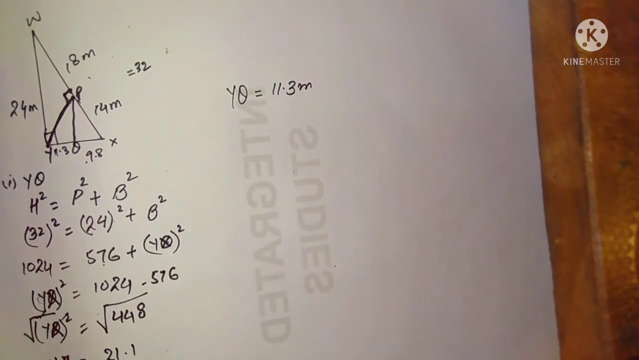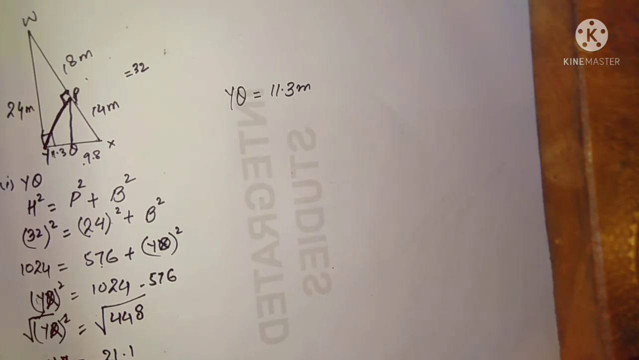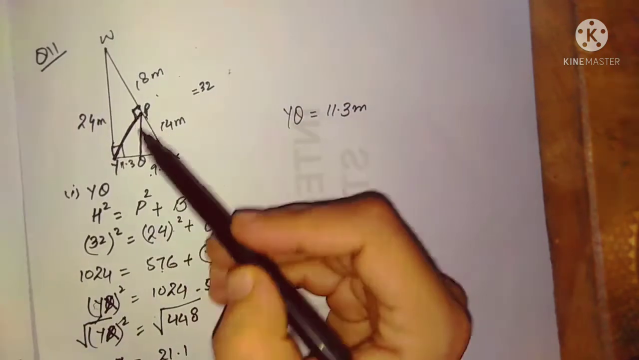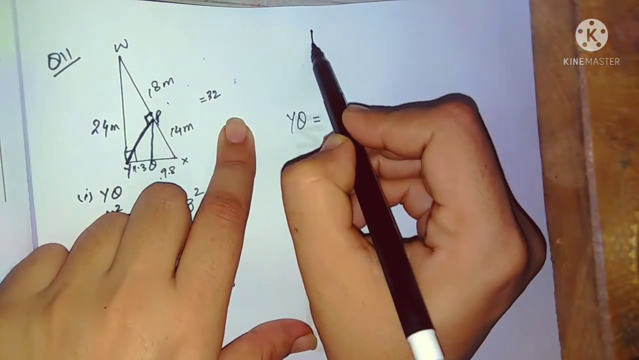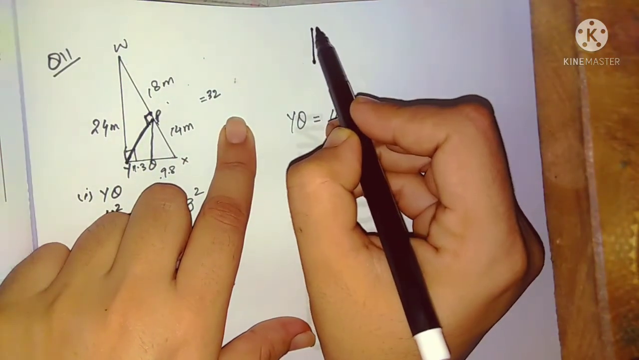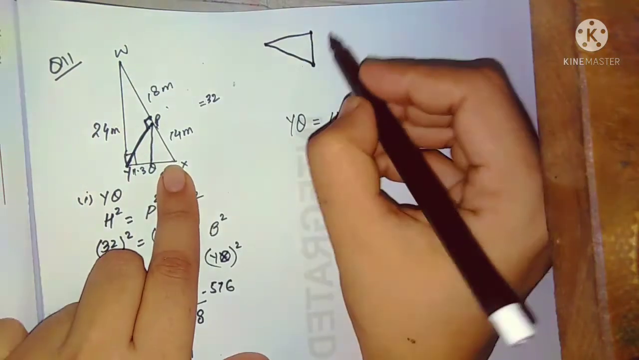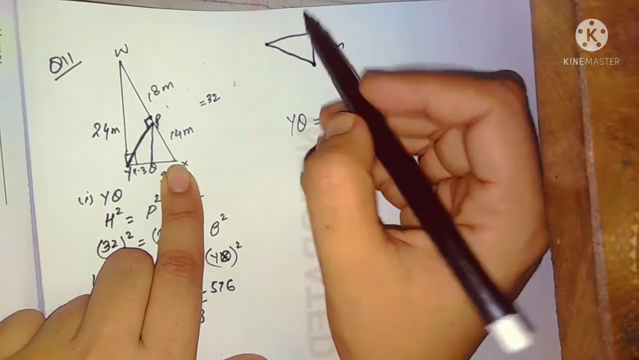I just remember that in the formula for the area of a triangle, the formula is half base multiplied by height. Height is always perpendicular, the line which goes straight up. So we have to find out this perpendicular. If we consider this triangle, this is the base, this is the perpendicular, and this is your hypotenuse. The base is given, which is 14 meters, and the perpendicular you have to find out, which is YP.